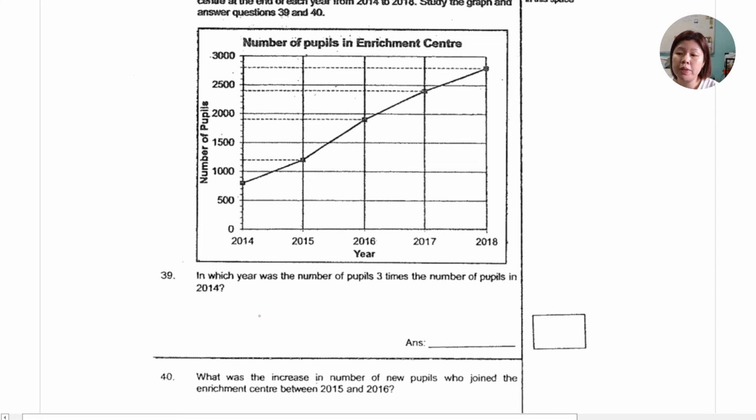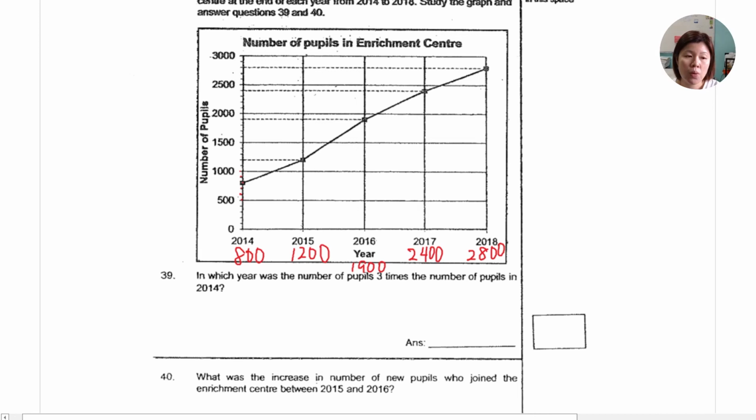Okay, here shows the number of pupils in the enrichment class from 2014 to 2018. Before we answer the question, we have to find the value of each point. So this is 500. Let's double check if 1 line stands for 100. So 600, 700, 800, 900, 1000. So just nice. So 2014 is 800. 2015 is 1200. 2016 is 1900. 2017 is 2400. 2018 is 2800. Okay, so let's answer.